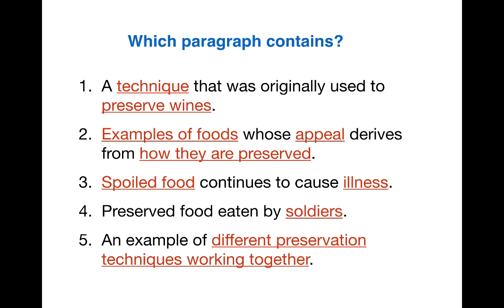The first one that I remember is number 4, preserved food eaten by soldiers. That was in paragraph E. It was the Roman armies eating preserved food. Can you remember what preserved food it was? It was the salted meat. The salt pork was fed to Roman armies. I got that one from memory. I quickly checked that it was definitely paragraph E, and I was right.